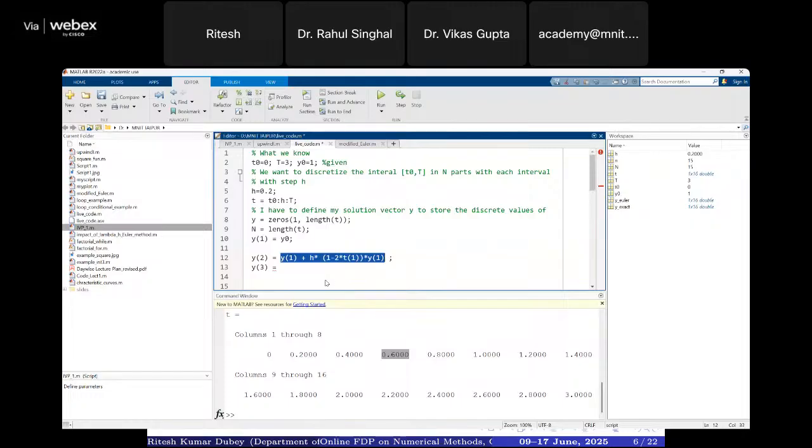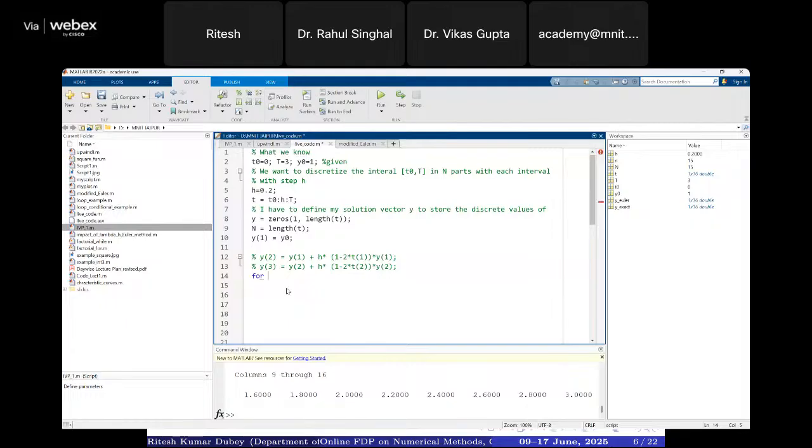I can write the whole statement with index 2, and if I keep on doing that I can find y at 1, y at 2, y at 3, and so on up to y at capital T, or y at 16 in this case. But this is a very crude way of doing things. What we can do is use the loop facility of MATLAB, so instead of writing it this way, I will use a loop.